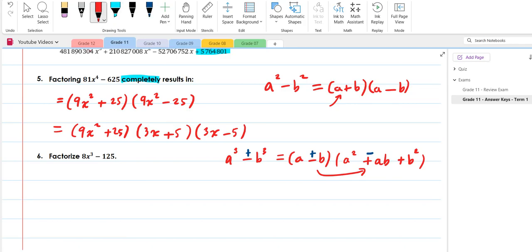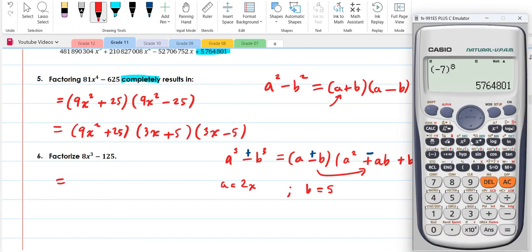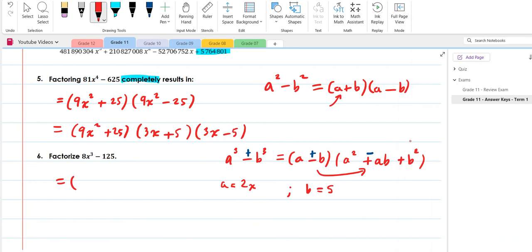Now 8x cubed minus 125. Your a in this case is the cube root of 8x cubed, which is 2x. Cube root of 8 is 2, cube root of x cubed is x. And the b in this case is the cube root of 125, which is 5. You can find the cube root on the calculator. Shift, then the cube root of 125, and you can see we get 5. So if we factor this out, we will get 2x minus 5.